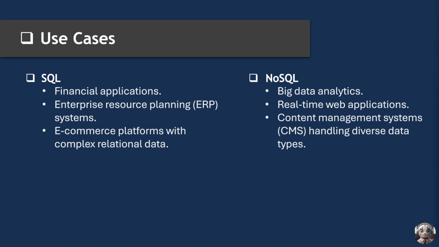ERP systems integrate various business processes and departments within an organization, utilizing SQL databases to store and manage structured data such as inventory, sales, and human resources information.